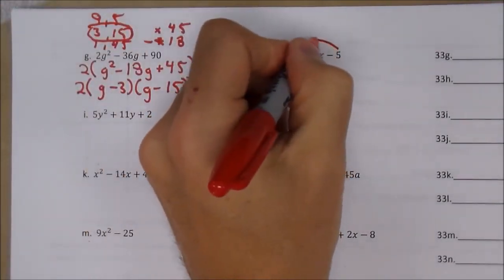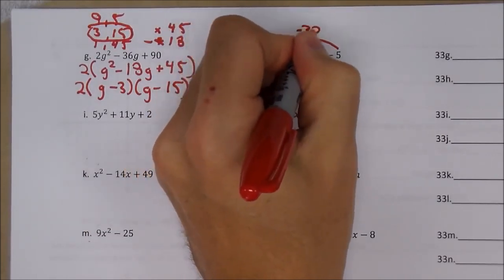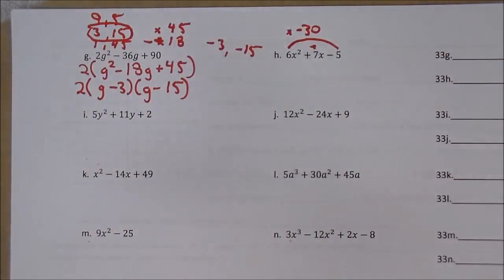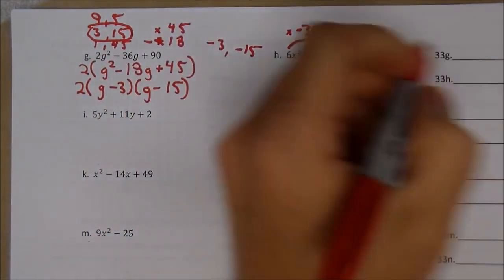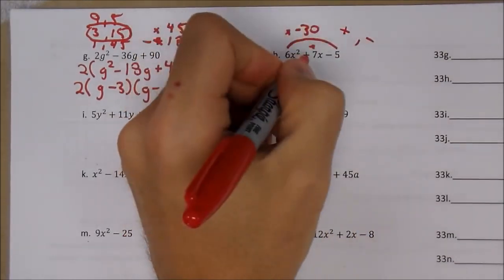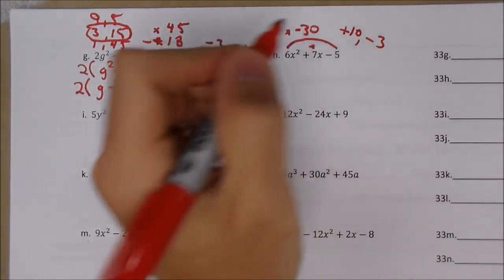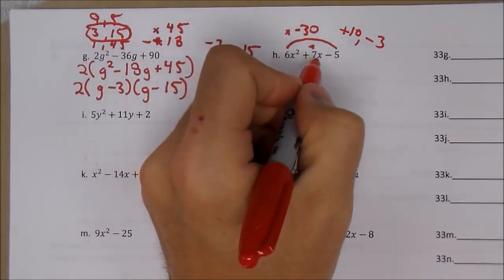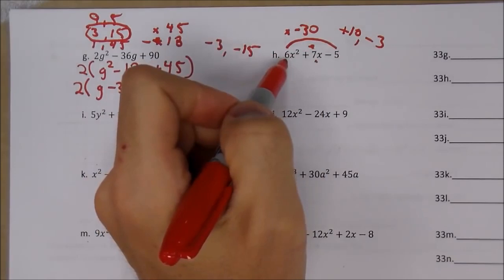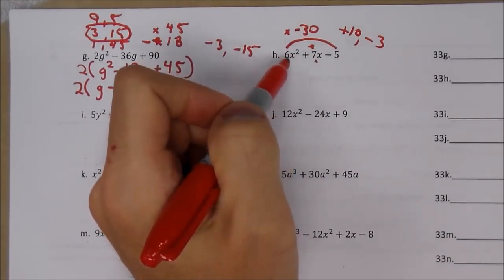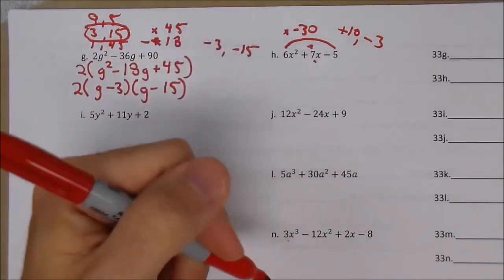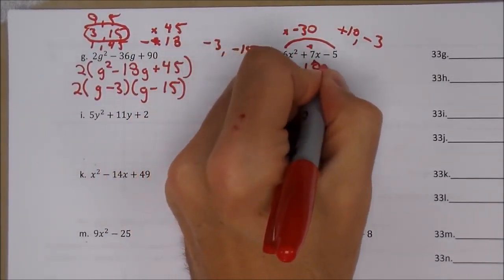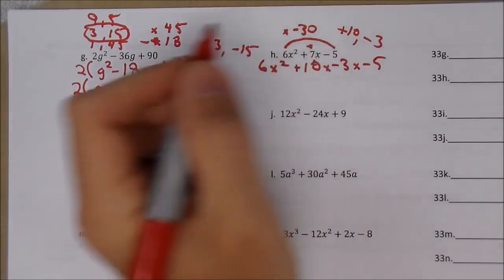For h, I'm going to multiply to -30, and I want to add to 7. So it's a negative product, so one's positive, one's negative. Add to 7, it looks like I do +10, -3. Now what I'm not going to do is make it x plus 10, x minus 3. I have to now split this term, and I do that because I have a coefficient out in front of the x squared, which happens to be a 6. So when that happens, this is the process we're going to do. I'm going to go 6x squared, break apart 7x into plus 10x, minus 3x, minus 5.